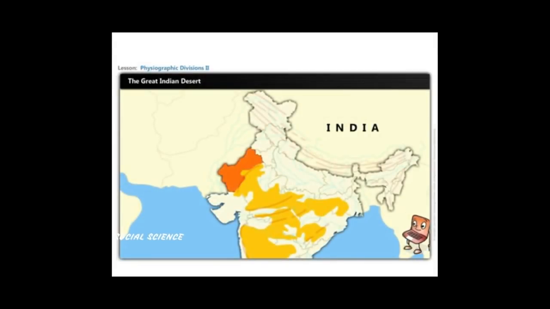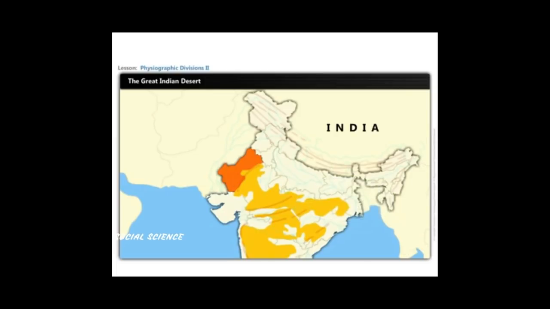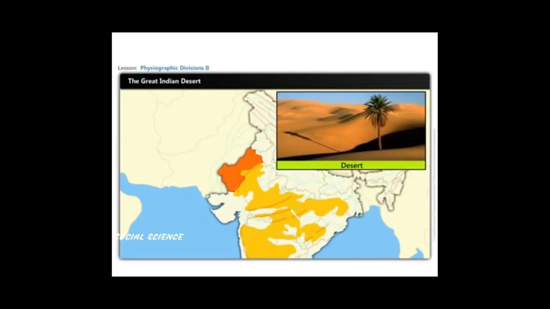Have a look at the map again. Identify the region on the western margins of the Aravali Hills. It is an undulating sandy plain covered with sand dunes, the great Indian desert.